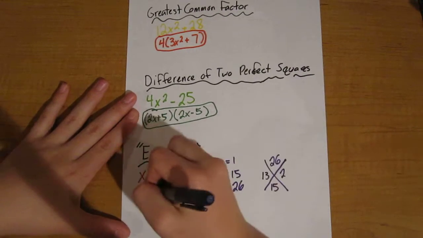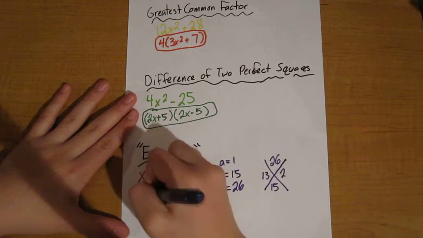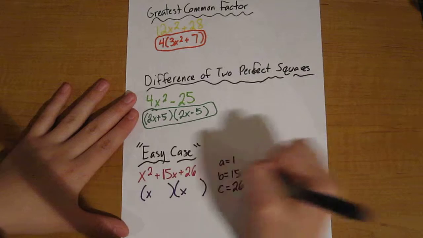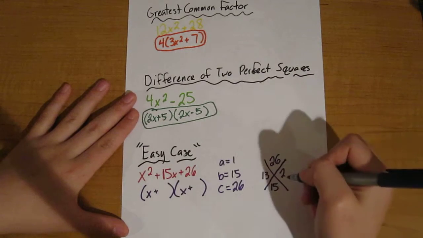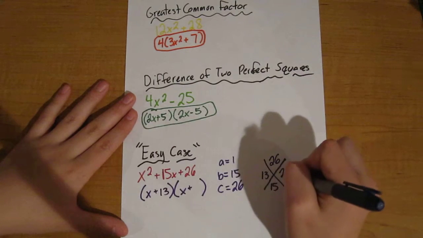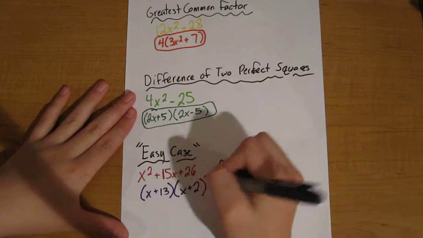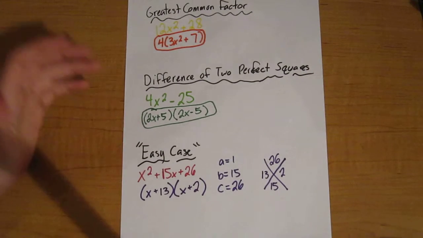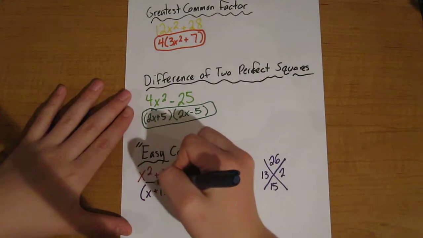So we're going to have two sets of parentheses here. We're going to have an X as our first, and since they're both positive, we're going to add our plus symbols. And so for the first one, it's going to be 13 in the parentheses after the X, and for the second one, we're going to have the number 2 as the second parentheses after X. Alright, and there's your answer for that problem, for the easy case.